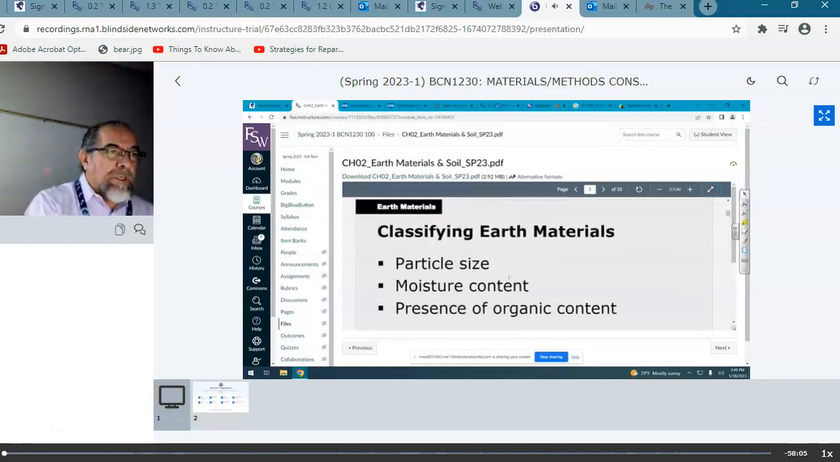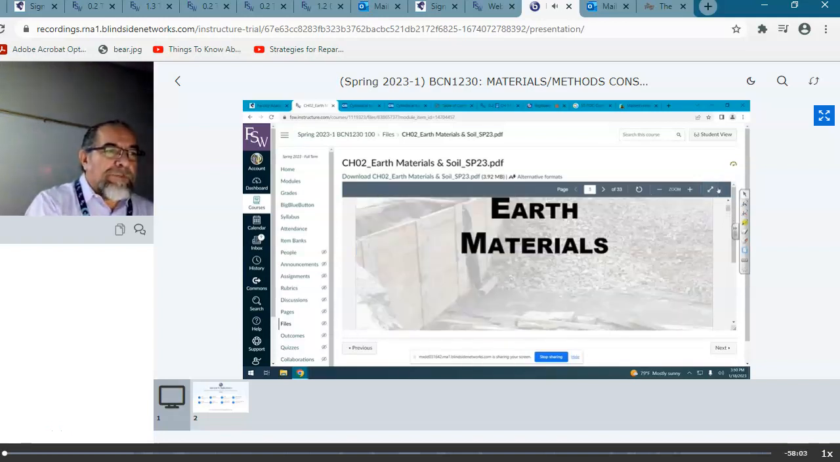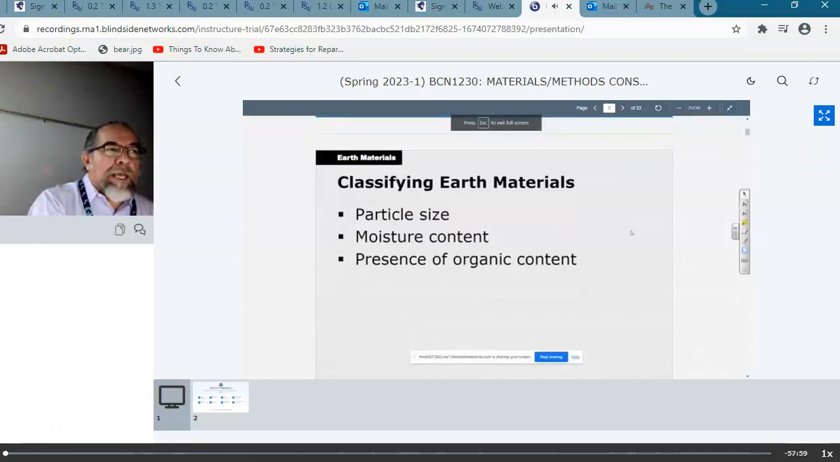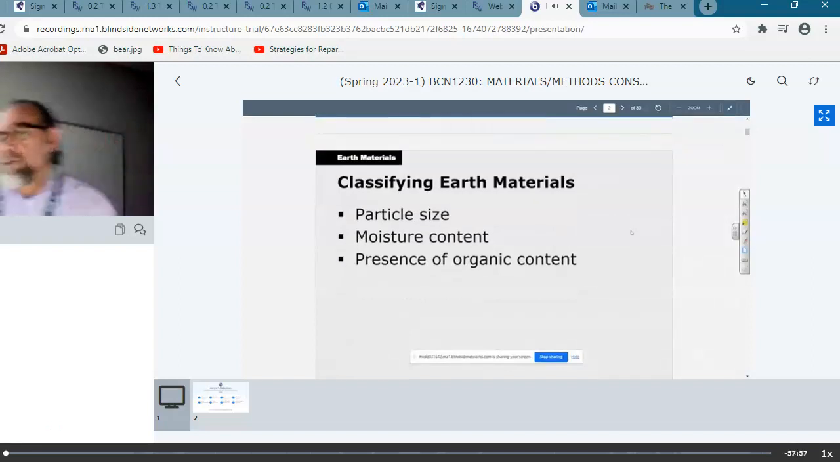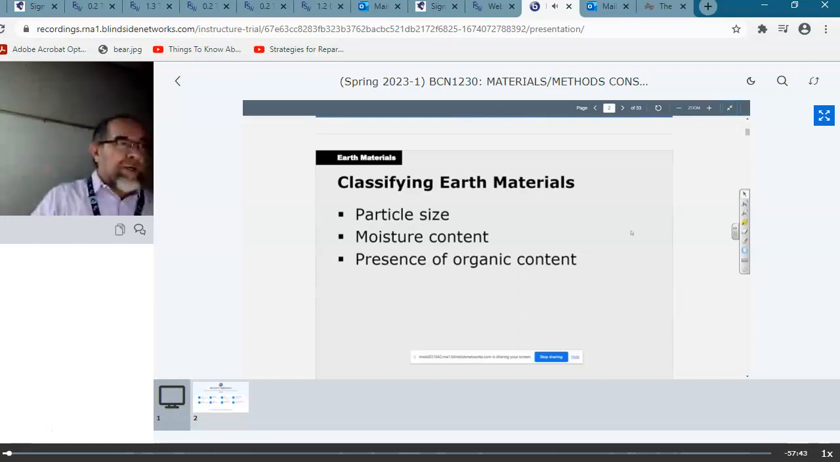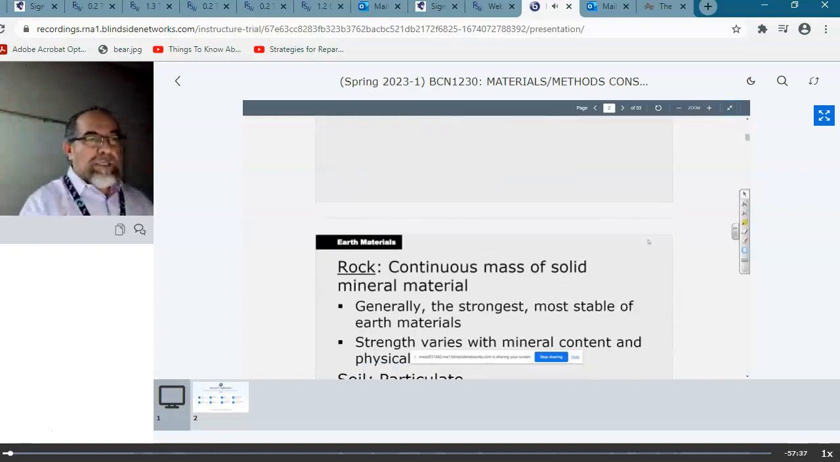So, talking today about different kinds of earth materials. And we do these charts. We have a chart, and the chart's going to help us get the earth materials into some kind of form that we can use. There it is, decided, right? And we're talking about this form. You can see that we have particles. These things get separated into particle size, moisture content, and the presence of organic content.